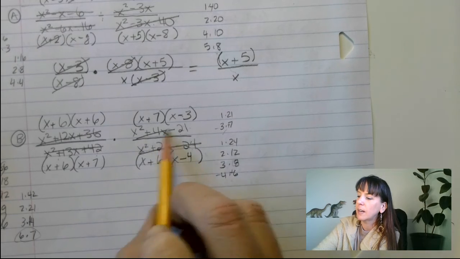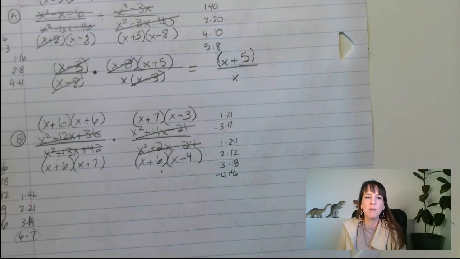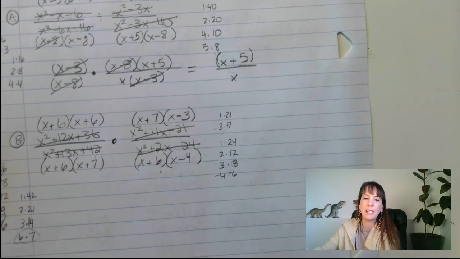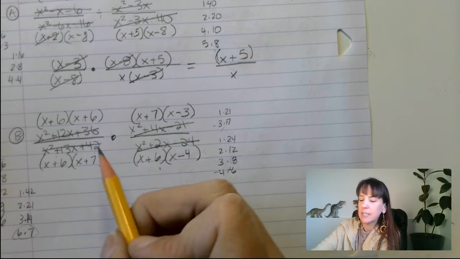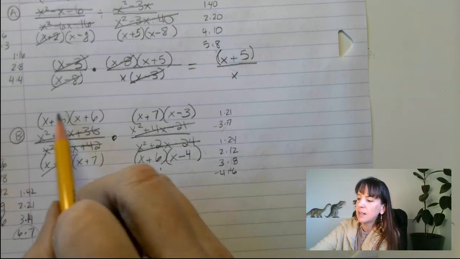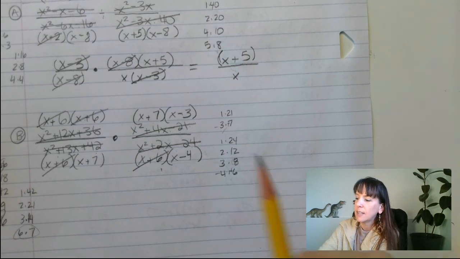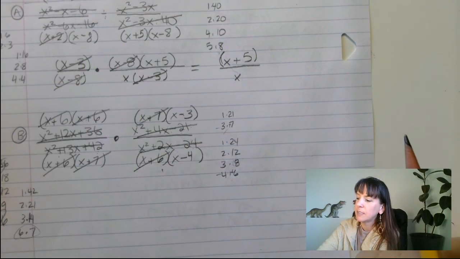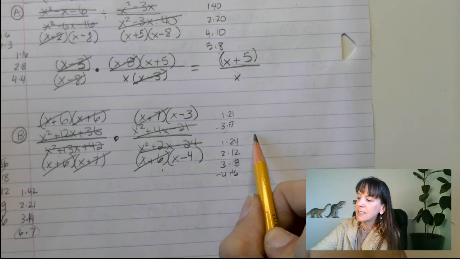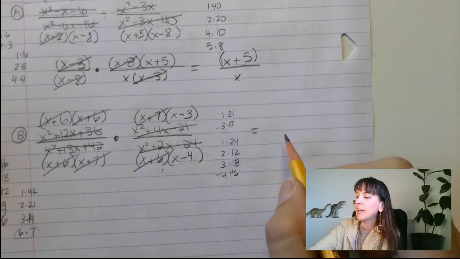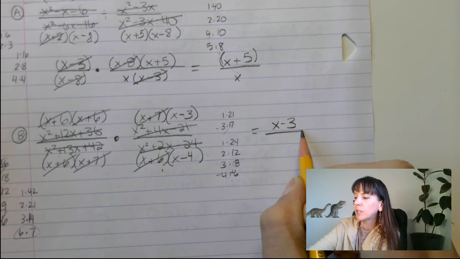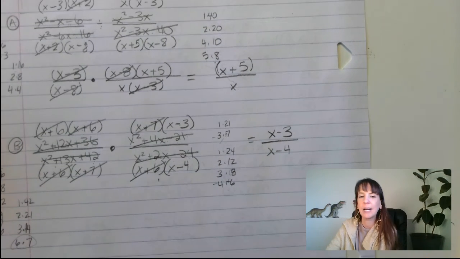All right, so we got all those guys factored. This is multiplication, so we can cross cancel if we need to. And sure enough, I see x plus 6, x plus 6. I see another x plus 6, x plus 6. I see x plus 7, x plus 7. So that is it. So remaining upstairs, I have x minus 3 over x minus 4. Guys, that is your answer.